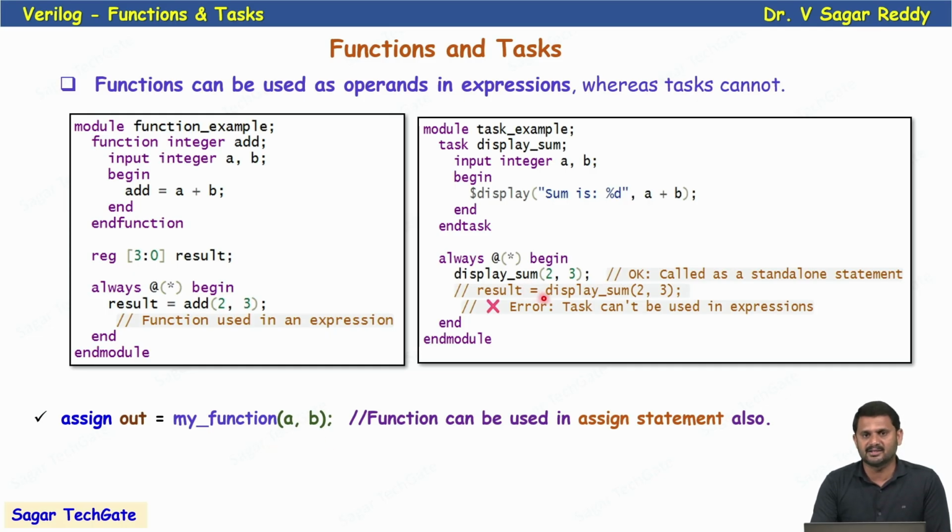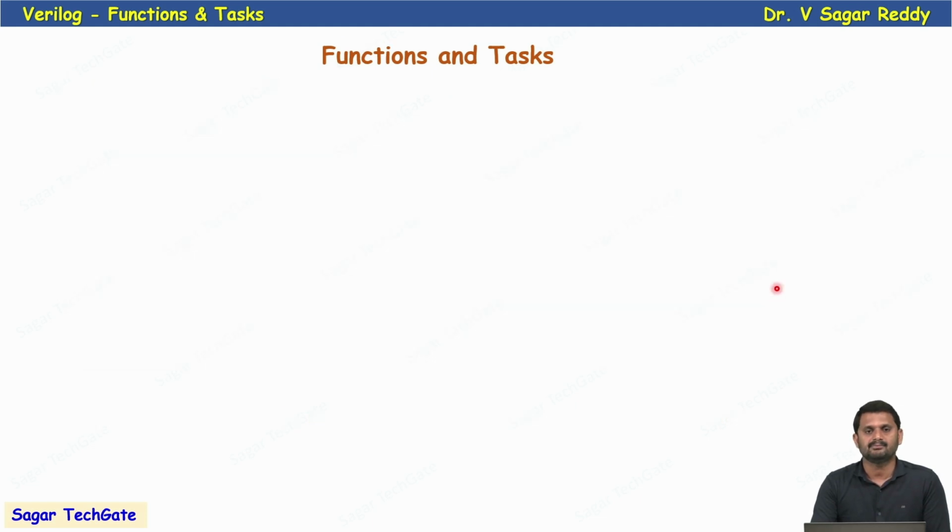If you write like this, result equal display sum comma 2, what is this? This is a simple statement. It is an expression, yes or no? It is accessed as an operand. We need to find the result and we should assign the result. Clear? We won't write like this.